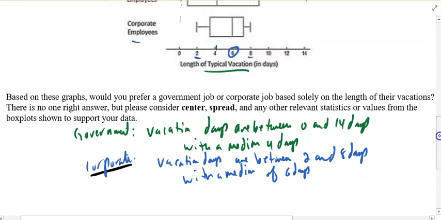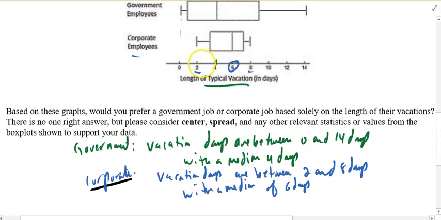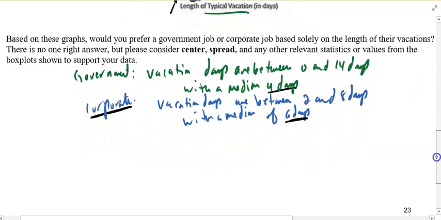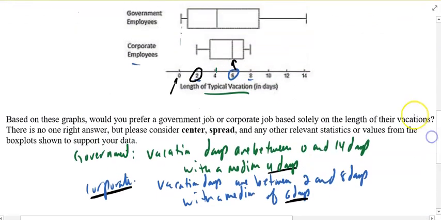The reason I would choose the corporate, I'm guaranteed a minimum of 2 days. The government, I might get none in the beginning. And it seems half of the employees are getting, that's what the median is, half of them are getting 6 days vacation, versus the government, half of their employees are getting only 4. So there's no right or wrong way of doing this, just as long as you explain it. And that's pretty much it for this section.